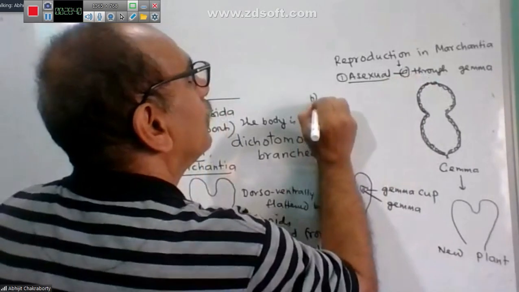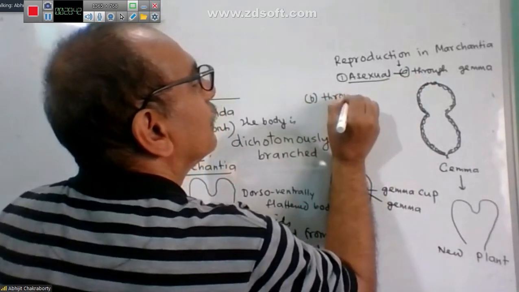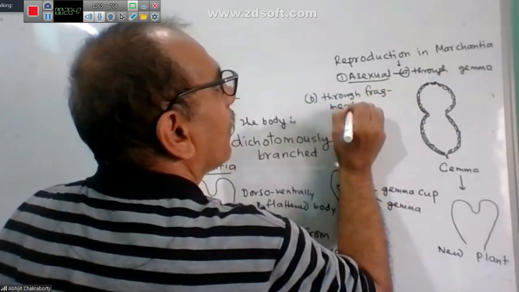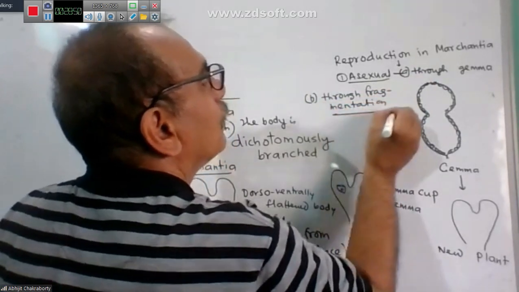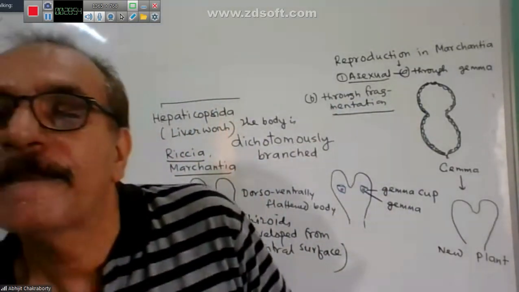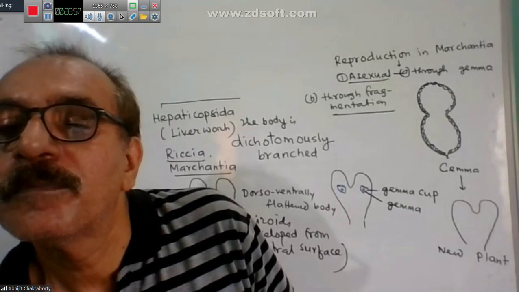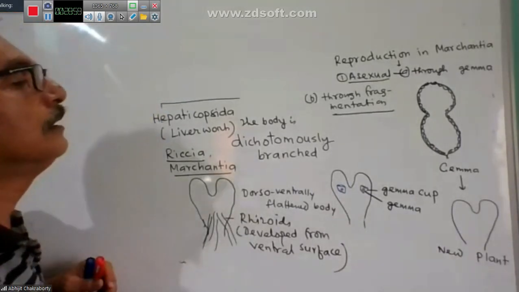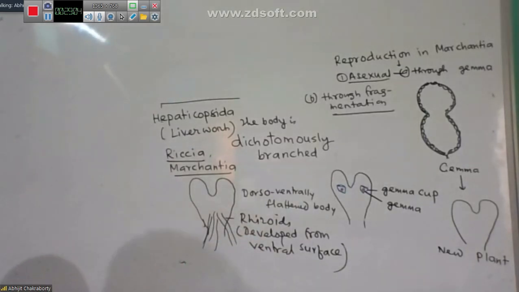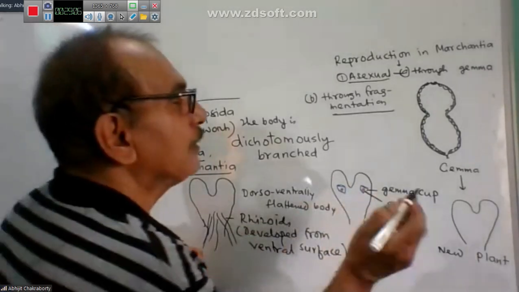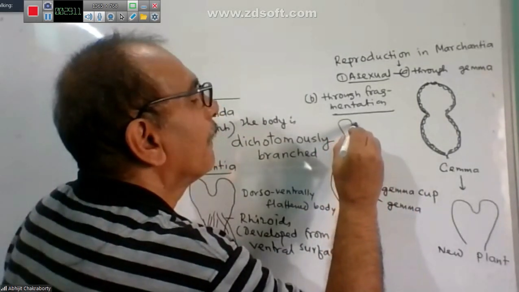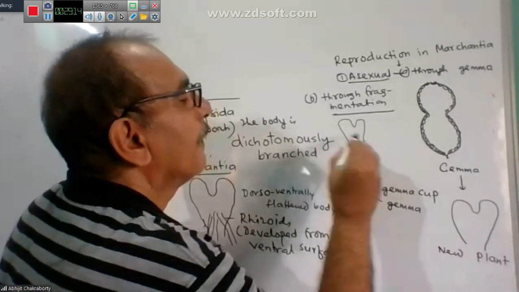B, through fragmentation. Second one, through fragmentation. The body is fragmented, and the fragmented part will give rise to a new organism. Somehow the body becomes fragmented, suppose like this.